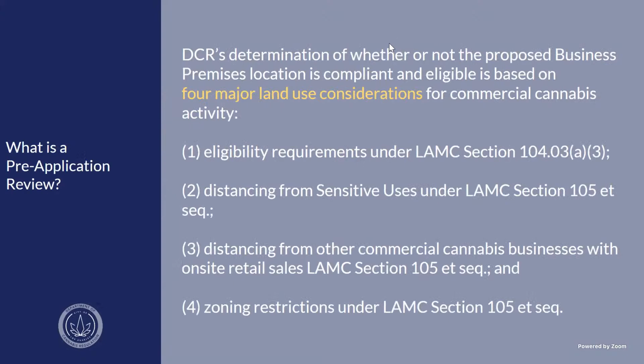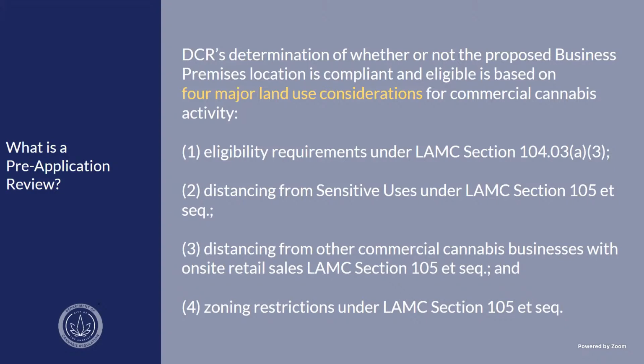So for the four major land use considerations, we deal with the eligibility requirements under 10403, and that's dealt with through the landowner attestation. We look at the distancing of the proposed business location from sensitive uses under LAMC section 105. If applicable, for retail storefronts with on-site sales, we have to look at the distancing from other commercial cannabis businesses that also have on-site sales. It's either a licensed location, a location that has paid their temporary approval application fee, or a location that has paid their business premises relocation fee. That's when those entities plant their flags.